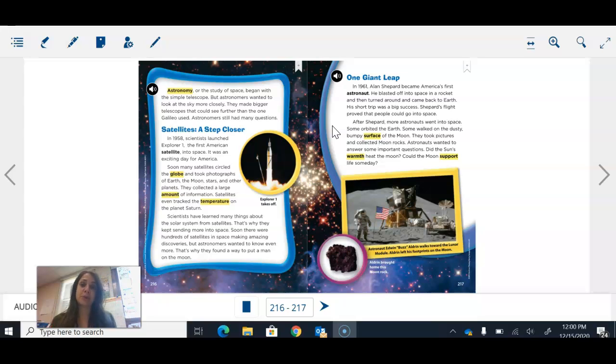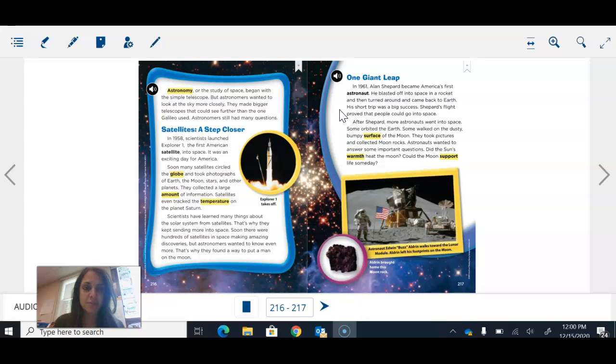So first we explored space using telescopes. Then we explored space using satellites. Now we're exploring space by going on to the moon. In 1961, Alan Shepard became America's first astronaut. He blasted off into space in a rocket, and then turned around and came back to Earth. His short trip was a big success. Shepard's flight proved that people could go into space.